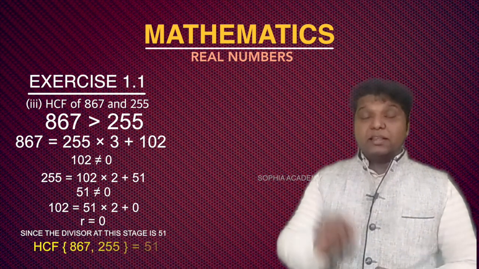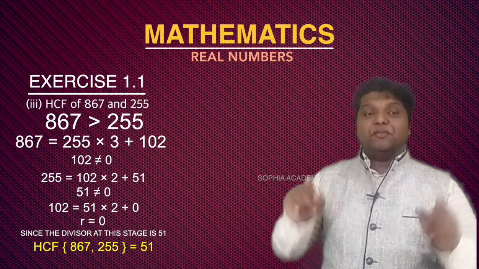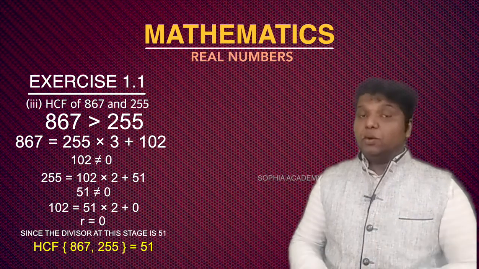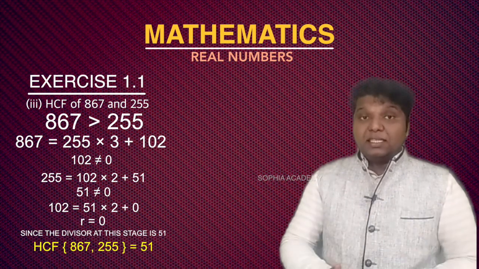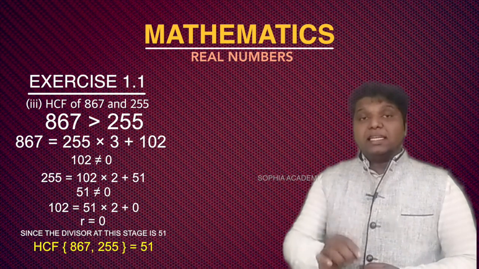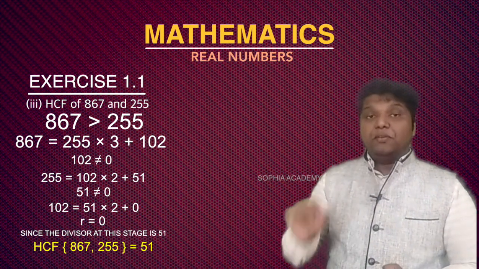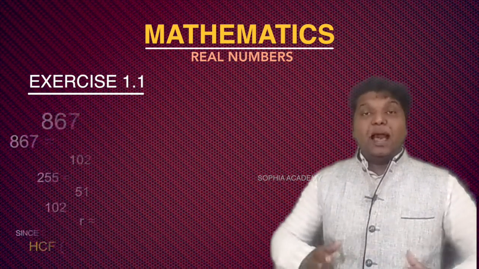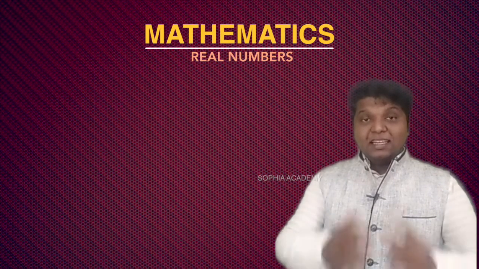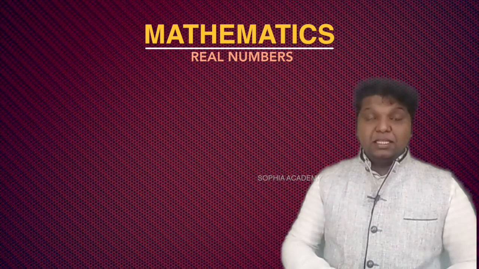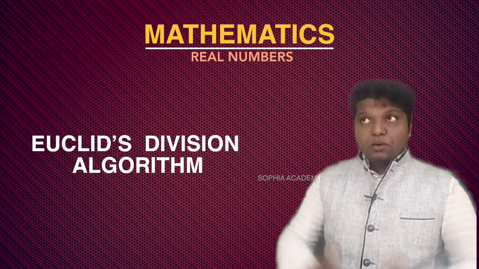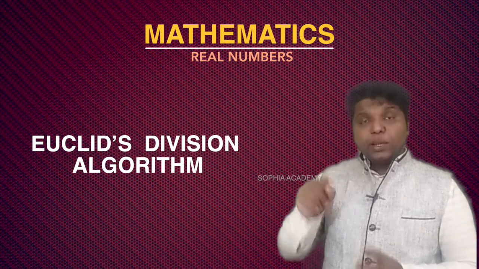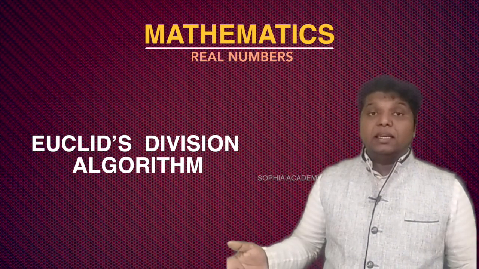So how do we write it? HCF of, within brackets, 867, 255 is equal to 51. Even though I said comma, we will never say it like that. When we are pronouncing it, we will say HCF of 867 and 255 is equal to 51. That's it. So this is how you have to use and understand Euclid's division algorithm. Following the steps one by one, you can come to the HCF.